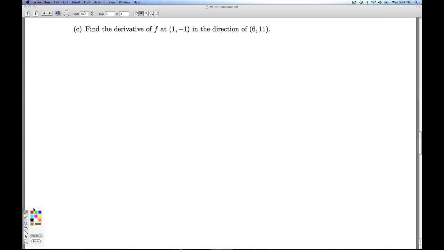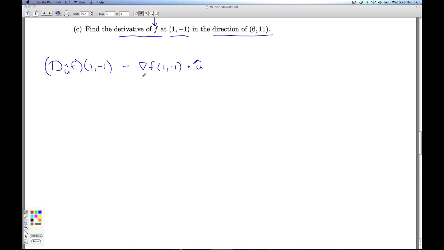Okay, in part C we're asked to find the derivative of f at the point 1, negative 1 in the direction of this other point. So we're going after a directional derivative. So that's the first thing we get out of this. And there are two ways to go about finding the directional derivative. There's the painful limit definition, or we can use the fact that since f is differentiable, we can take the gradient at the point we care about and then dot it with the unit vector direction.